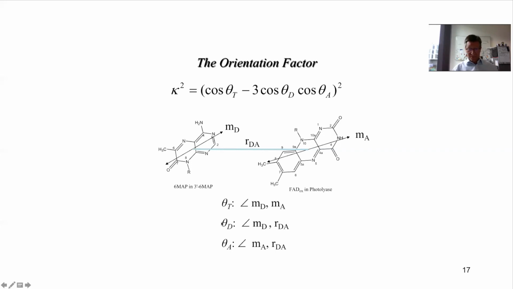And so there are three angles: the angle between the two vectors, the angle between the intersecting line and the one of the donor, and the one of the acceptor. This is just a goniometric relation that tells you something about the orientation of the transition dipole moments. And it is very important in the Förster mechanism.